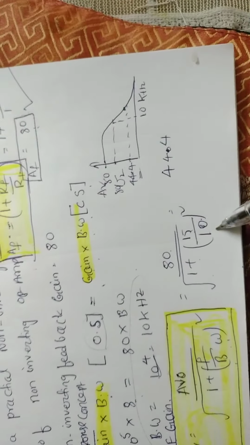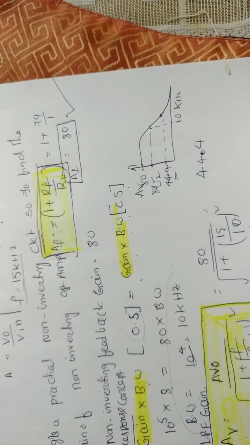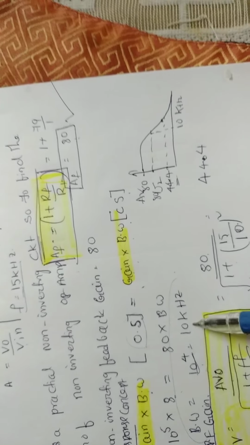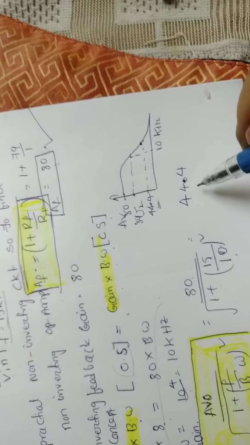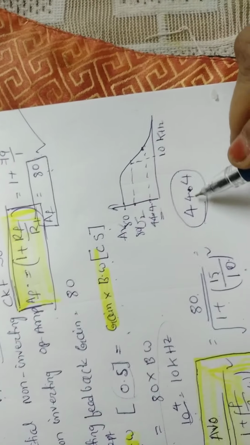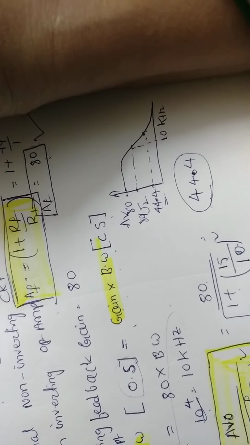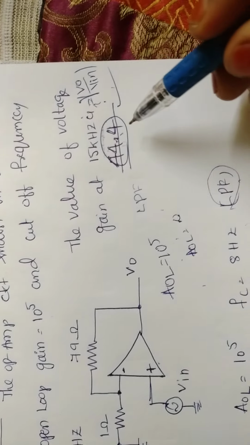At 15 kilohertz, the bandwidth of the closed loop system is 10 kilohertz. So substitute these values. So what is the gain at 15 kilohertz? It is 44.4. So the right answer for this question is 44.4.